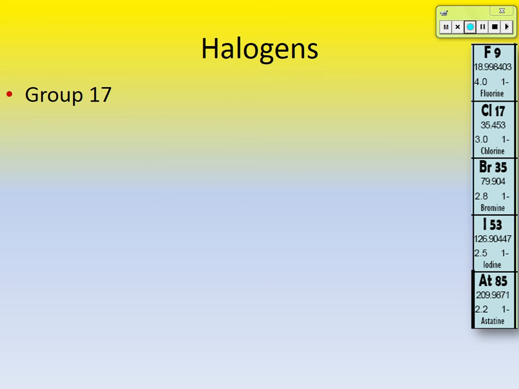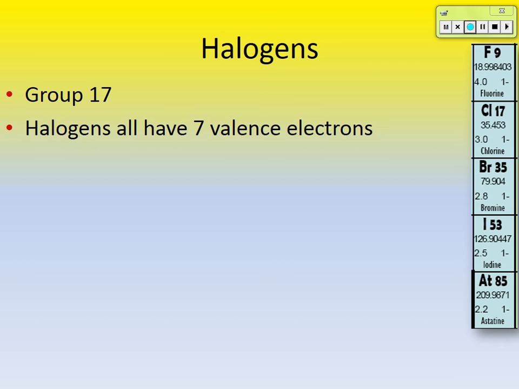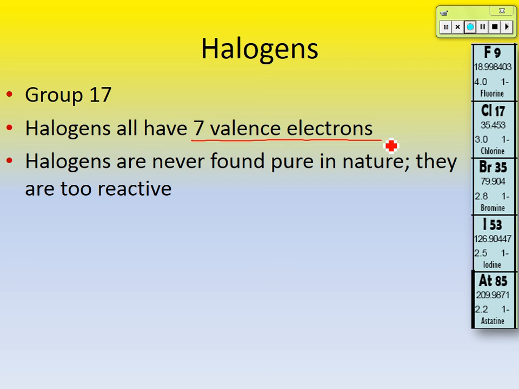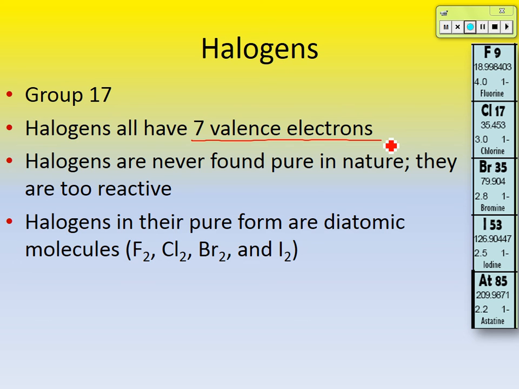Okay, halogens. Group 17. How many valence electrons do they have? They all have 7 valence electrons. Halogens are never found by themselves in nature. They're always with somebody else because they're very reactive. They have 7. How many do they want? 8. So they're just looking to pick up 1 electron from somebody.